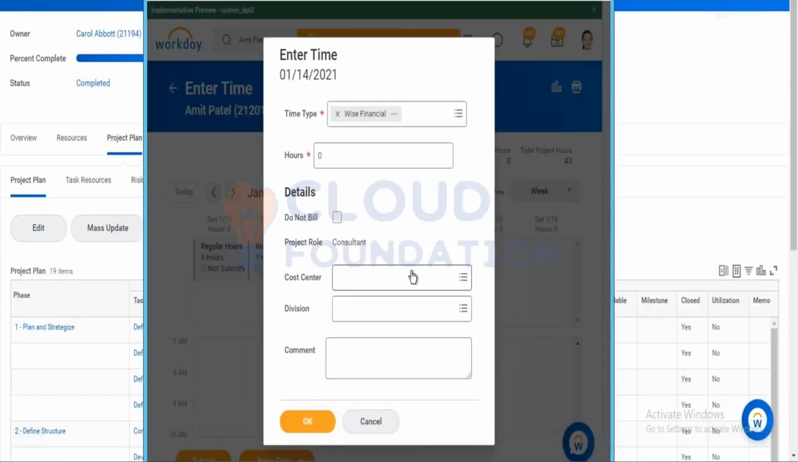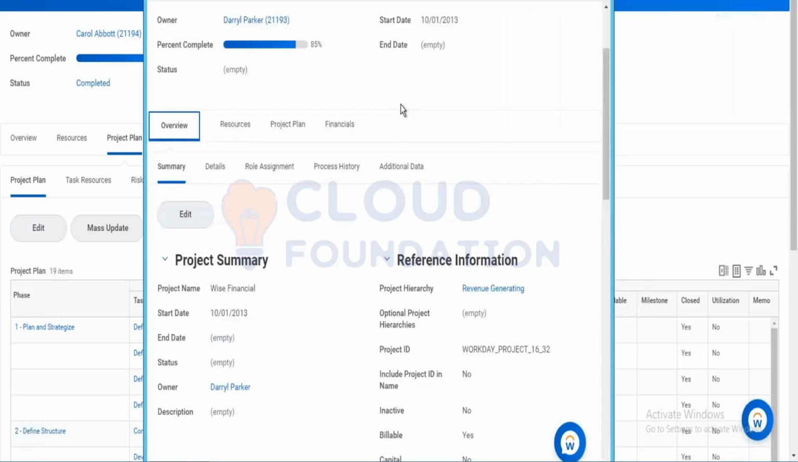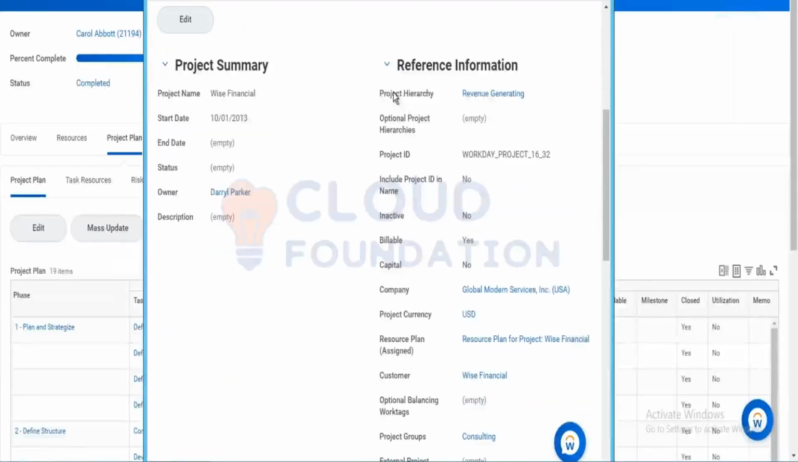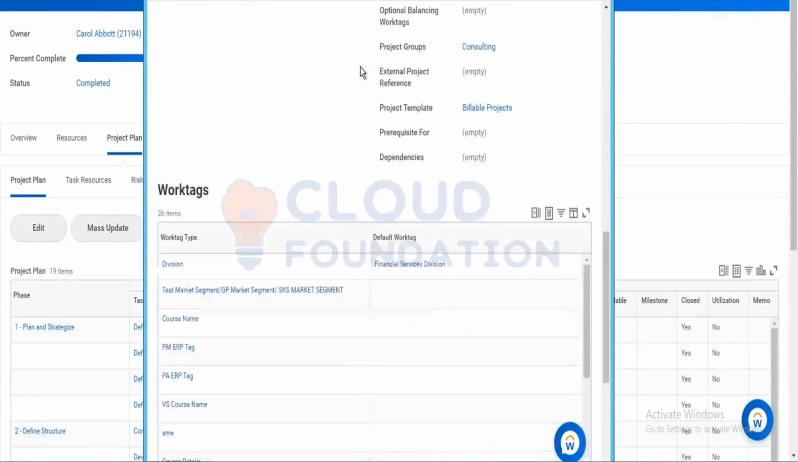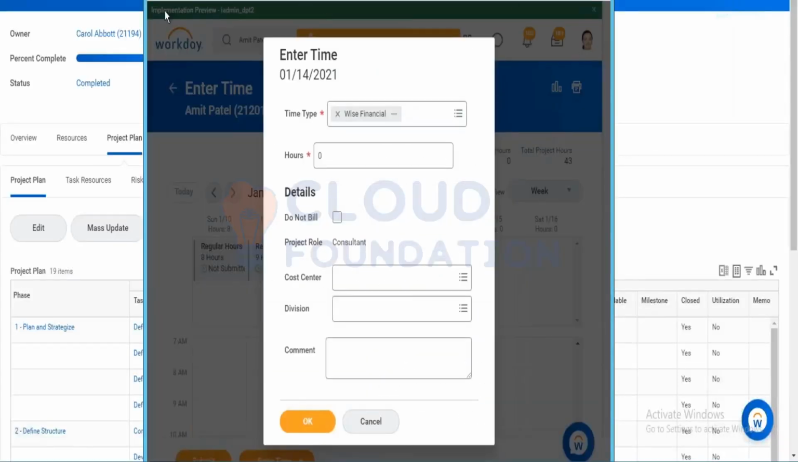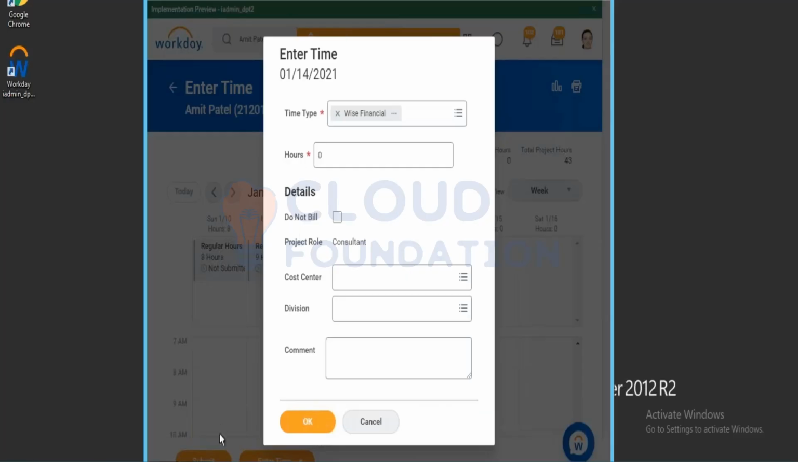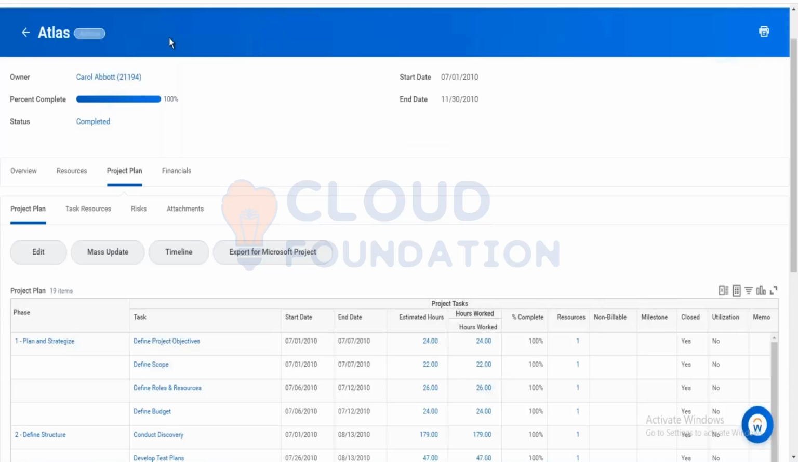Cost center generally gets defaulted by mapping them with the entry code or the time entry cost allocations over here. But since this project doesn't have it, they didn't map it, so it is not coming up over here. That is the most important thing. This is the project time entry basic structure. Basic structure we talked about. Moving forward.